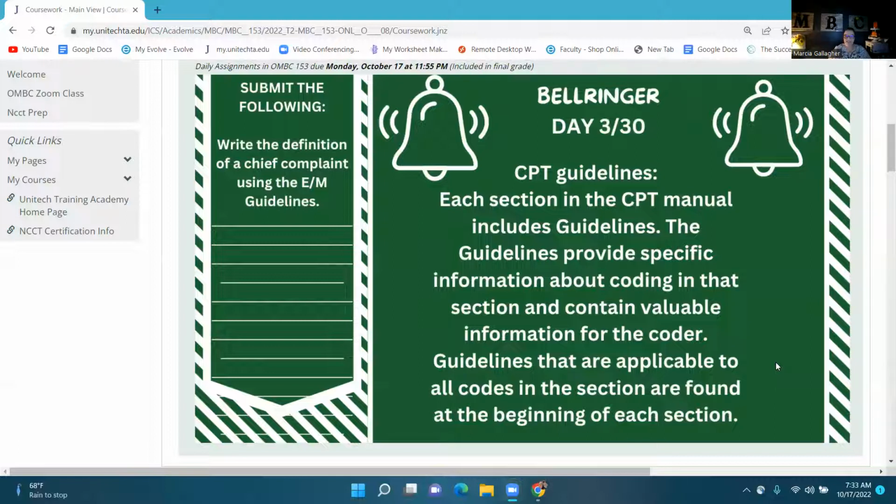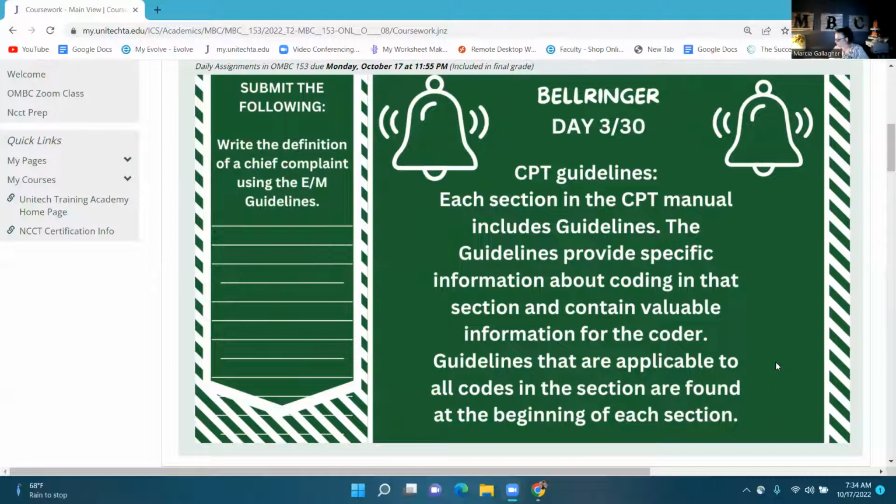It has very specific rules and regulations, and you need to know about those. You need to read your guidelines. I'm not always going to assign you to read your guidelines, but do it on your own. Because remember what I tell you, the more you know your manual, the better success you're going to have in coding. All right, so your question of the day is simply write the definition of a chief complaint using E&M guidelines.